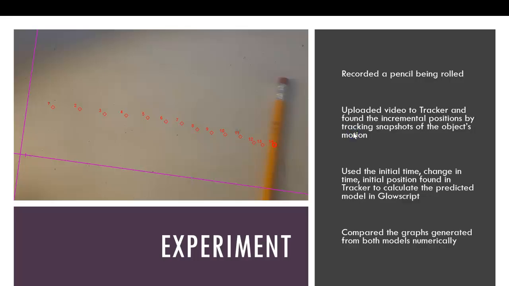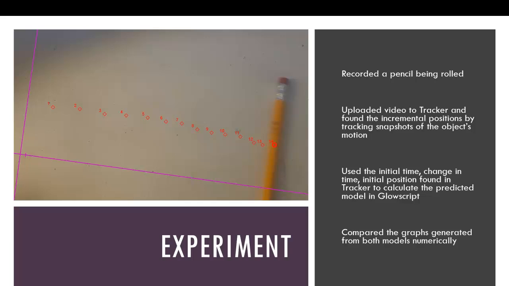So in this experiment, I recorded a pencil being rolled across a flat surface. I then uploaded the video to Tracker and found the incremental positions by tracking snapshots of the object motion alongside a calibration stick that signified the entire length of the area recorded. I used the initial time, the change in time, and the initial position found in Tracker to plug into the GlowScript computational model. Lastly, I compared both graphs generated from both models to display possible differences and similarities in the results.